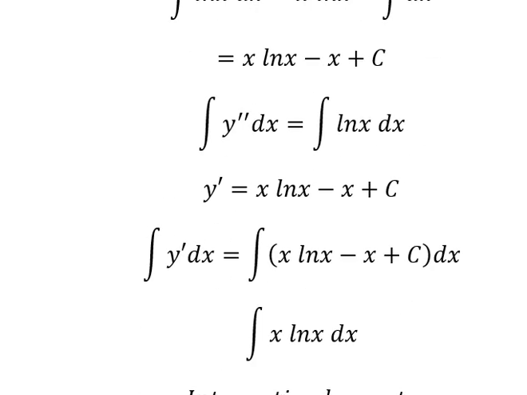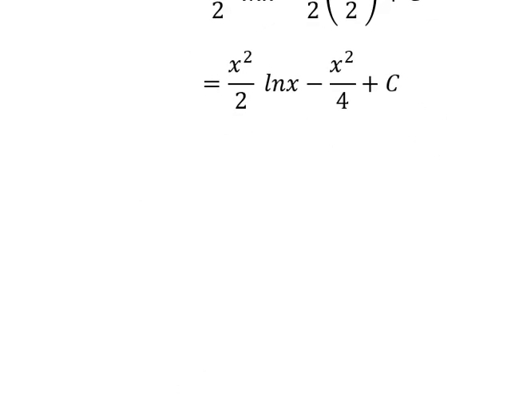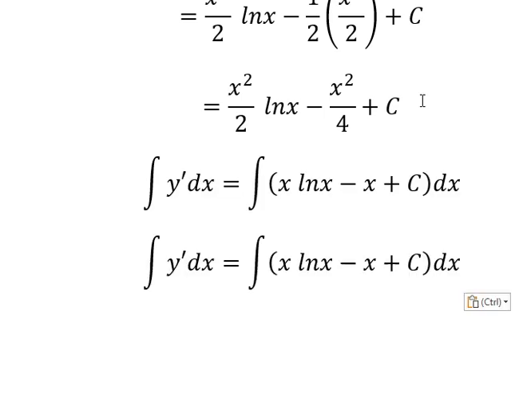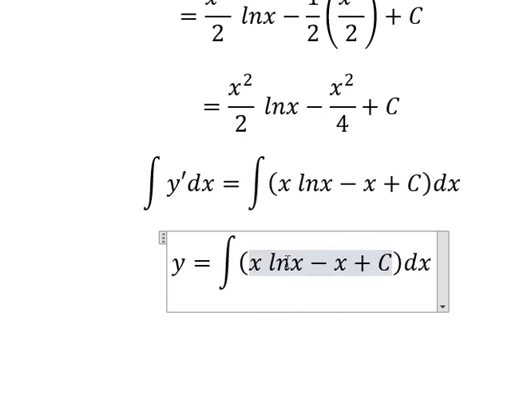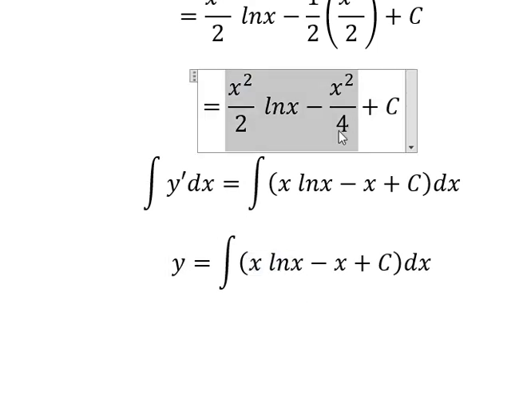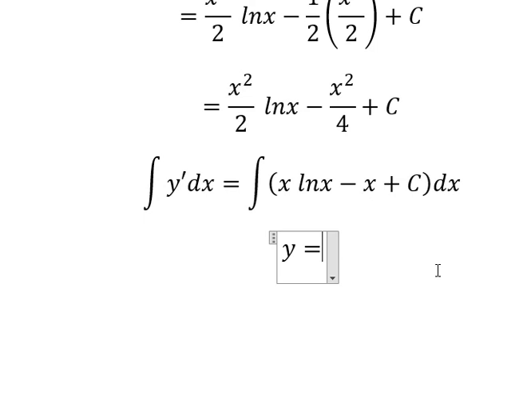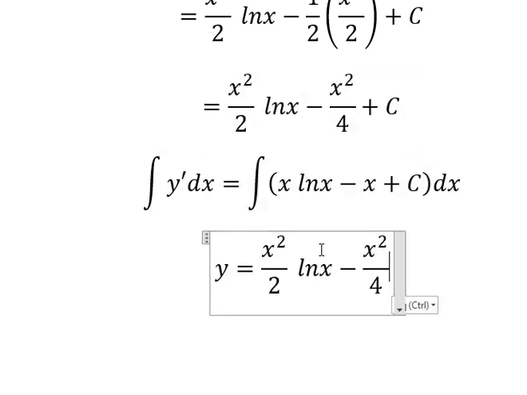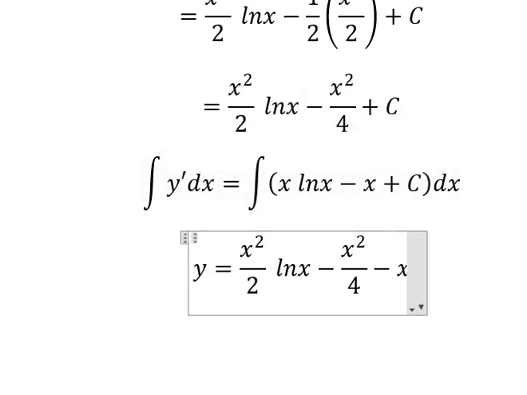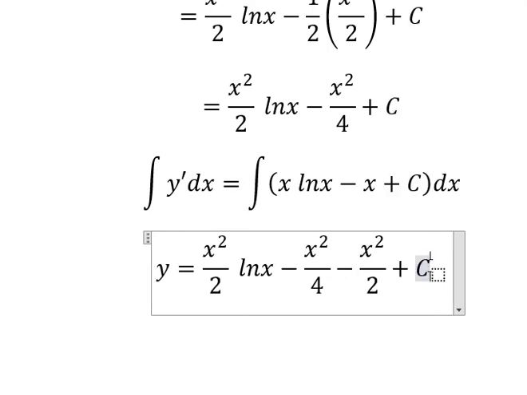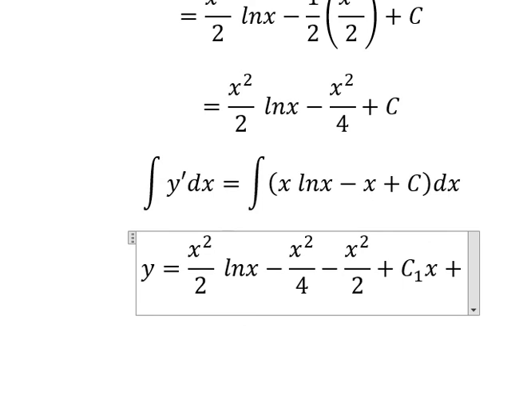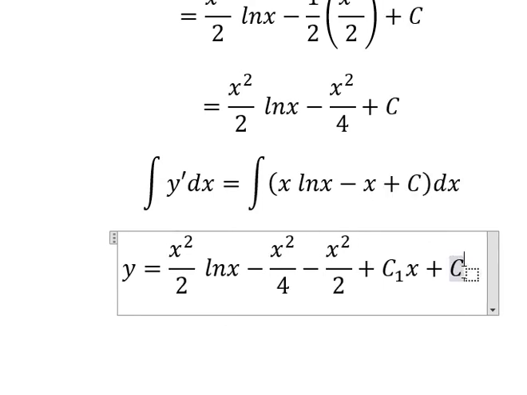Now, we go back in here. The integration of this one, we have y. The integration of this one, we have this one in here. The integration of x, we have x squared over 2. The integration of c, we have c1, that is the constant number 1, plus c2, that is the constant number 2.